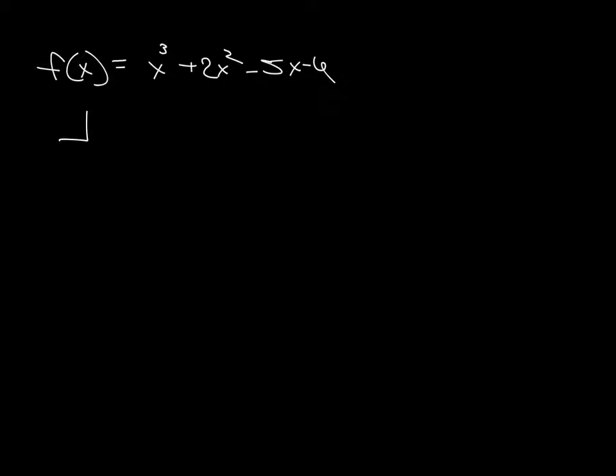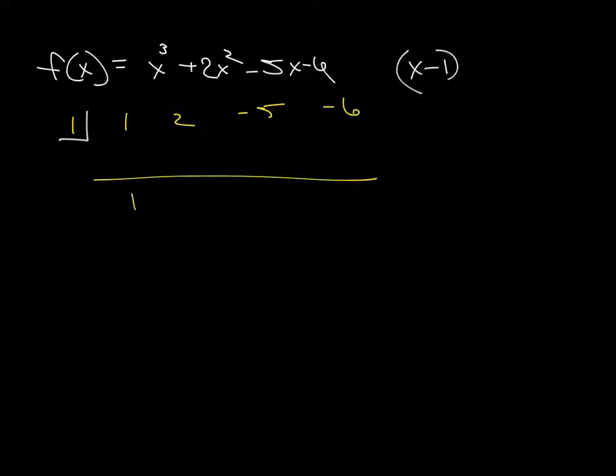Let's grab one. Let's try a factor. Let's see if x minus 1 divides evenly into it. So that means that over here we're going to put what makes this 0. So we're going to put a 1 here, and 1, 2, negative 5, negative 6. Do our synthetic division. And I don't even have to continue. I know I'm going to get a remainder. I'm going to get negative 7.